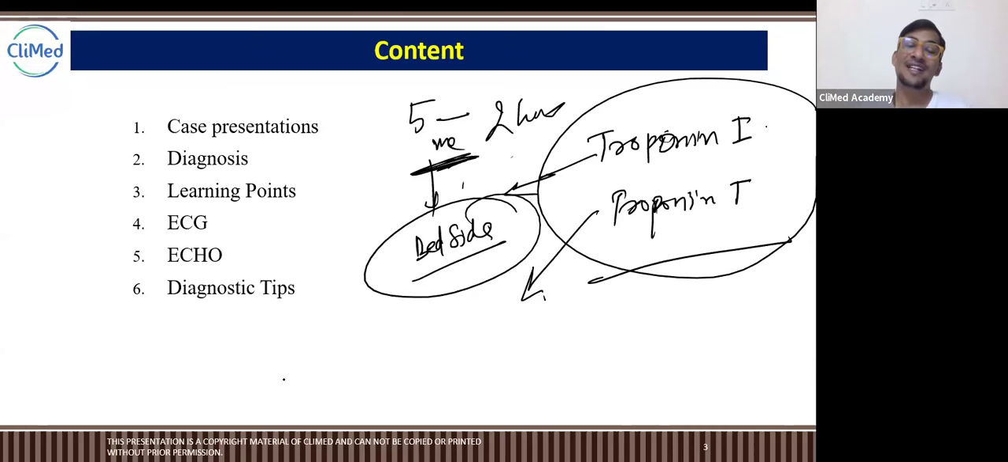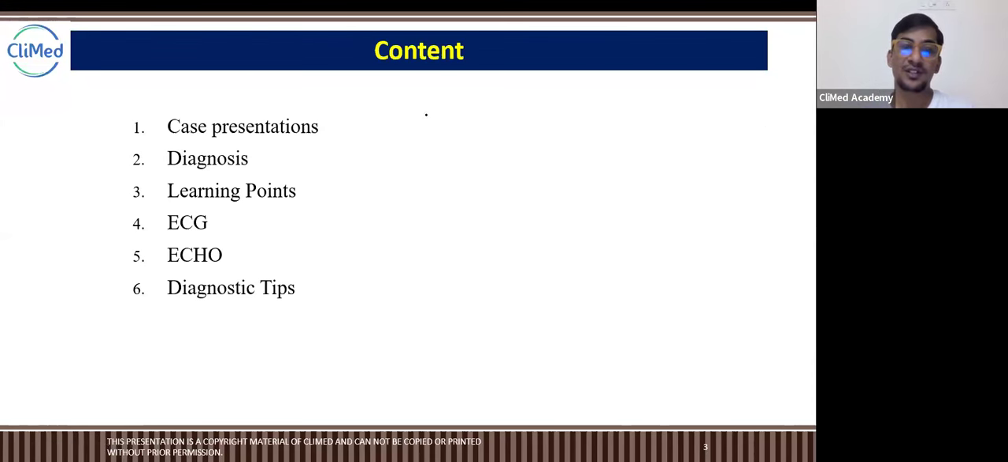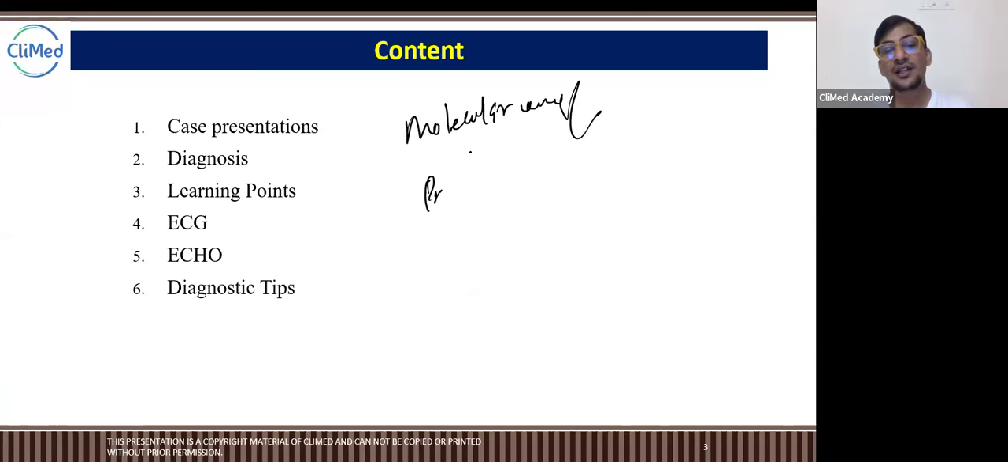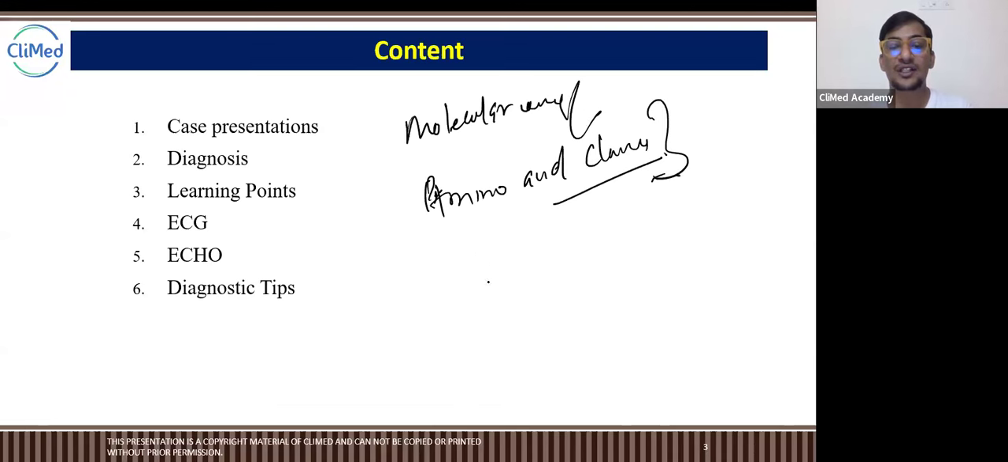So now, what exactly is the difference, and which one is more sensitive? Troponin I and troponin T are not exactly the same thing, because there is a weight difference. First of all, the molecular weight difference, and the amino acid chain. The molecular weight depends on the amino acid chain only. So the amino acid chain is very important in troponin T.